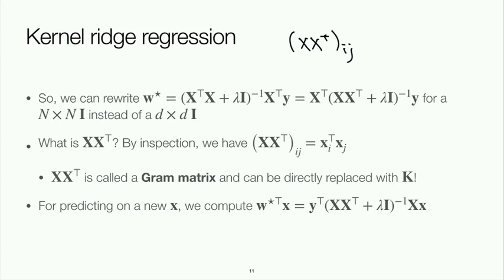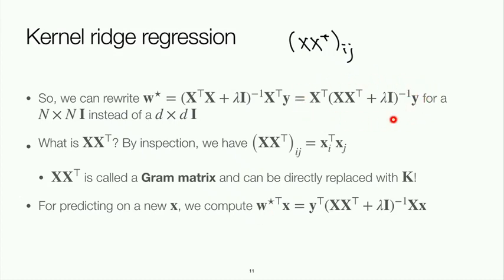Fortunately, there's a very simple answer to this. When I'm regressing on a new x, predicting y from x, what does my prediction look like? It just looks like W star transpose x. That's the linear prediction that I'm making. And what is W star transpose? Well, it's this whole thing transposed.